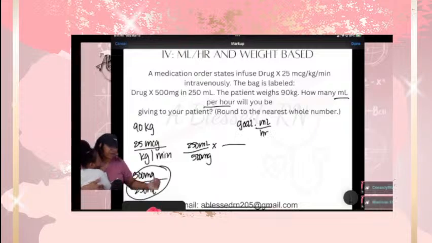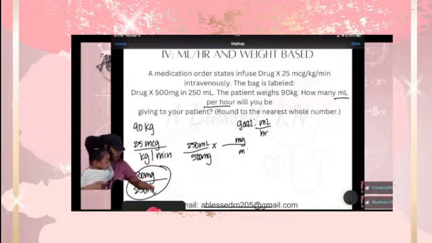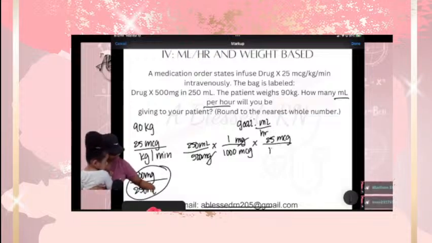We've got micrograms in our order. So therefore, we will need to put a conversion. So milligrams will go on the top, so it'll cross out. Micrograms at the bottom. 1 milligram is 1,000 micrograms, okay? Then we've got 25 micrograms per kilogram per minute. Micrograms crosses out. We've got our weight left, so we'll do 90 kilograms, and we'll put that over 1.